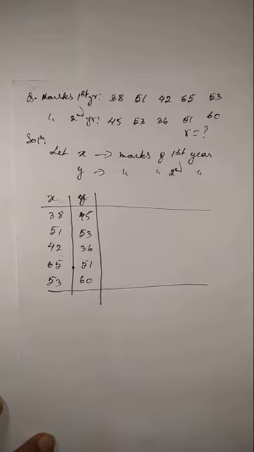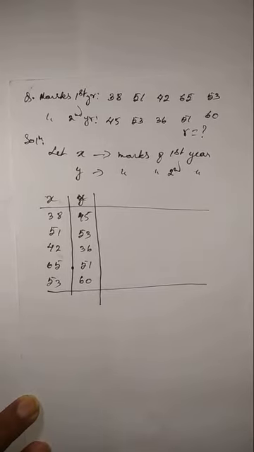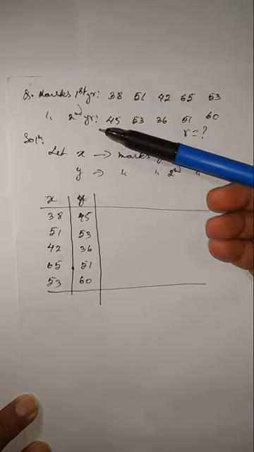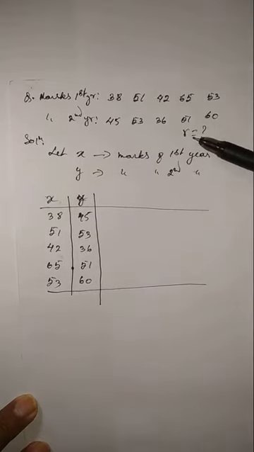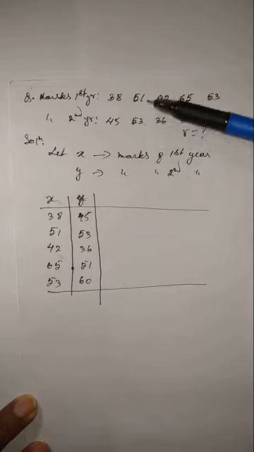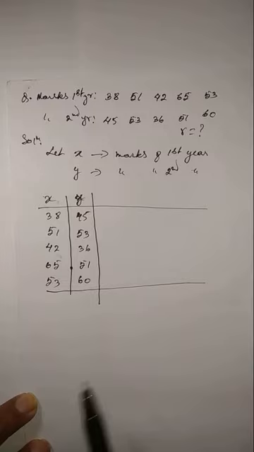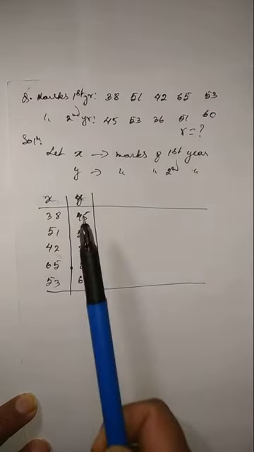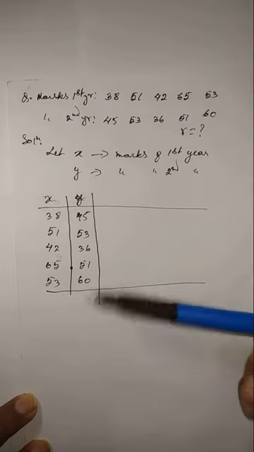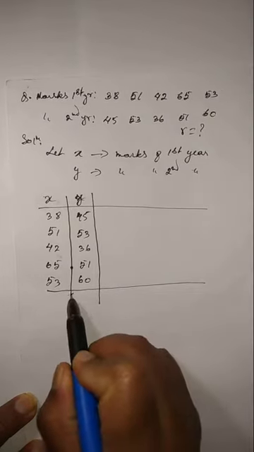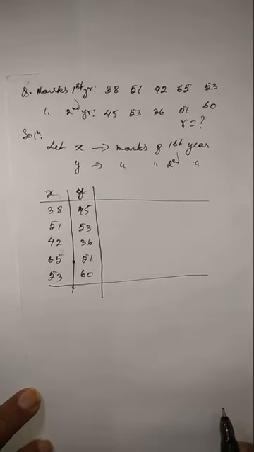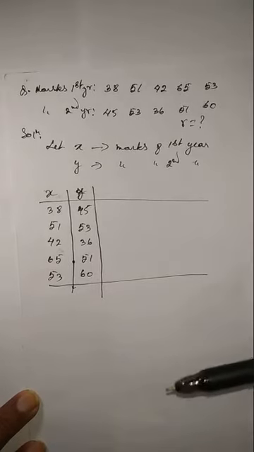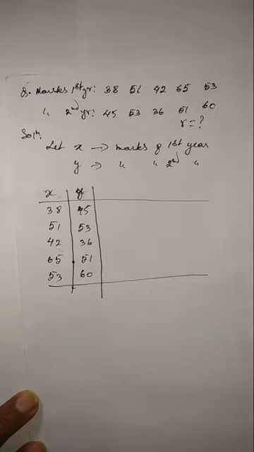Suppose you are given this kind of question: the marks of the first year and the marks of the second year, and you are asked to find the correlation coefficient between these two. How do we solve this kind of problem? First, let x be the marks of the first year and y be the marks of the second year. I already arranged it in the form of a table. The x values are 38, 51, and so on, and the y values are 45, 53, 36, 51, and 60.